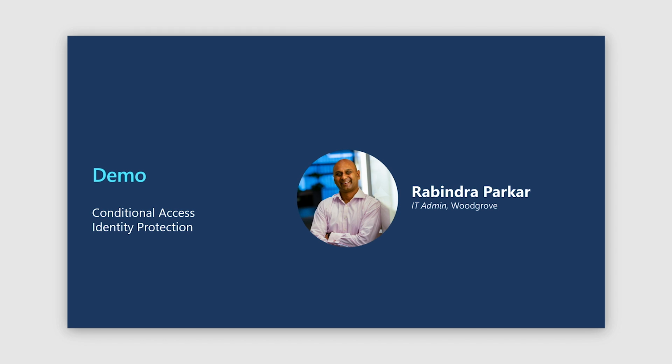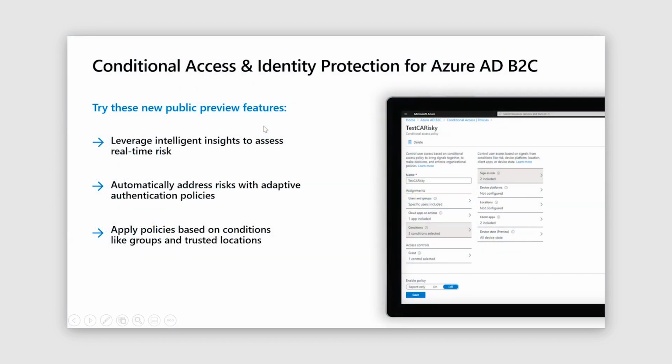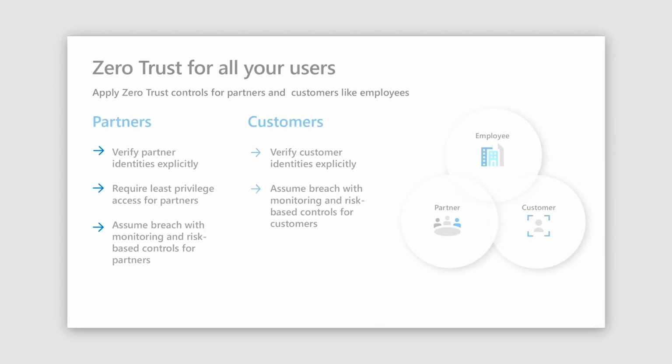In this demo, we showed you how Rabindra applied conditional access to his customers and used identity protection to investigate high-risk users. Conditional access and identity protection for Azure AD B2C is in public preview. Now you can use cloud intelligence to understand the risk within your B2C environment and automatically protect your environment with risk-based conditional access policies. Try out these new features, and we are eager to hear your feedback as we roll these features into general availability.